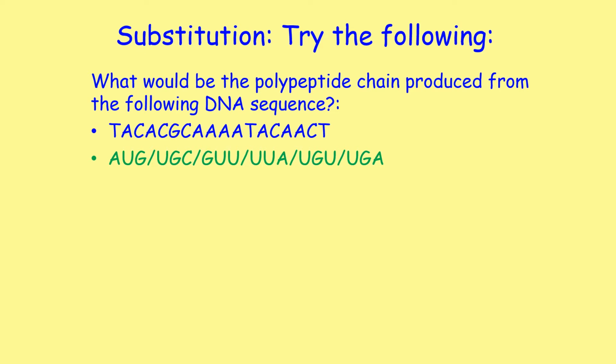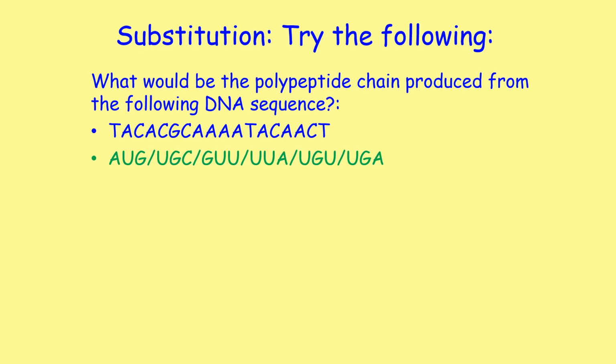So your mRNA code should be AUG, UGC, GUU, UUA, UGU, UGA. And just for the ease of the next step, I've split the mRNA sequence into the codons. So you can see we've got 1, 2, 3, 4, 5, 6 codons here.